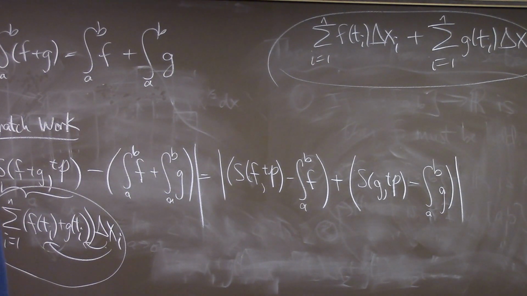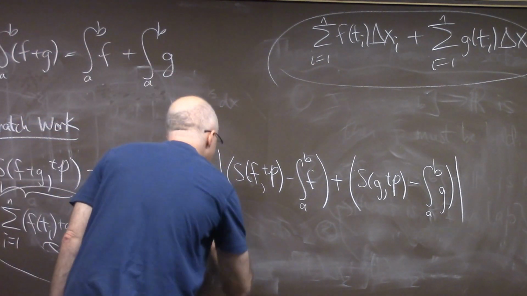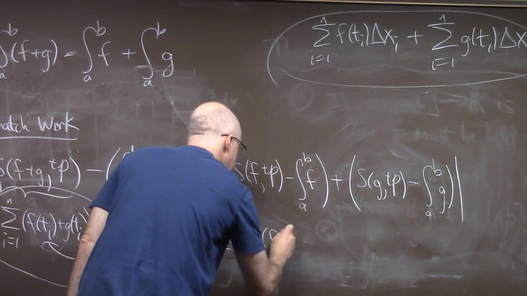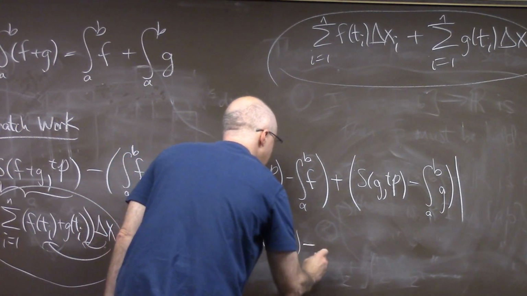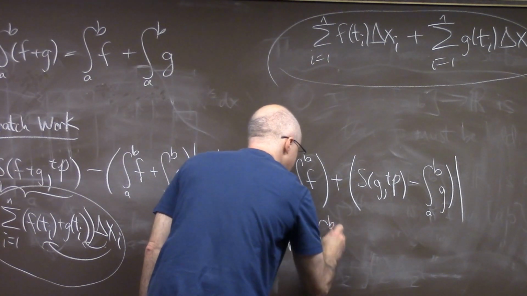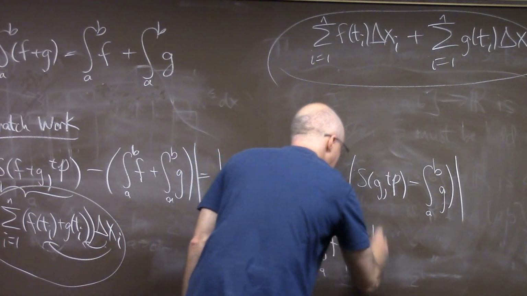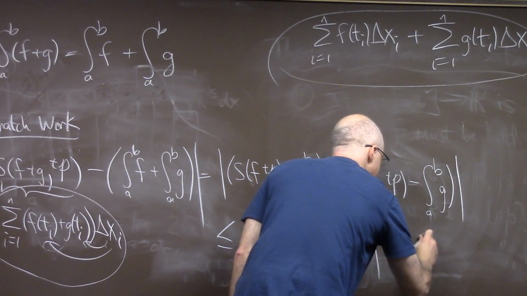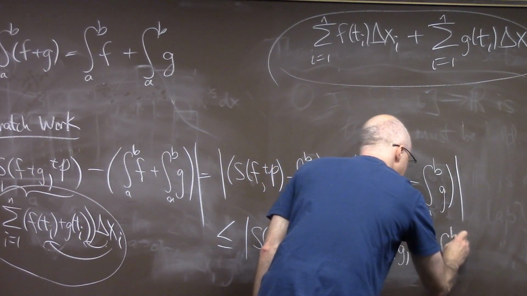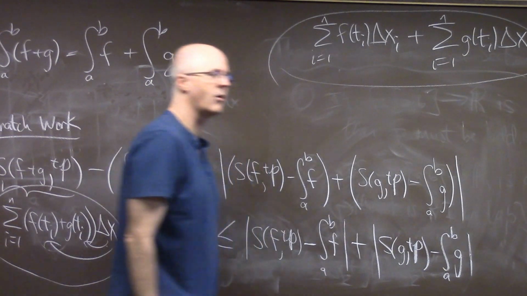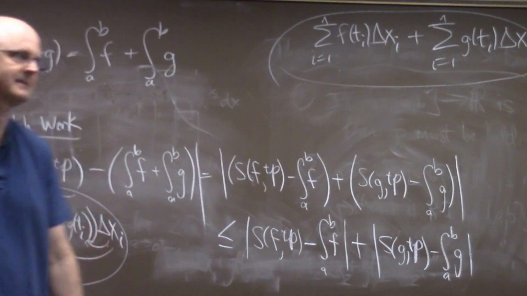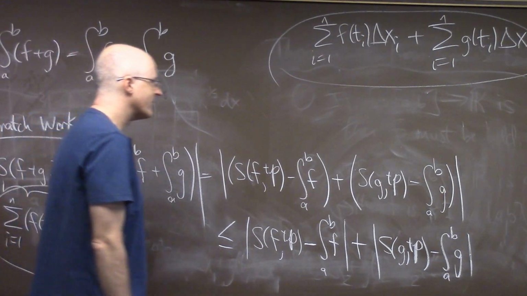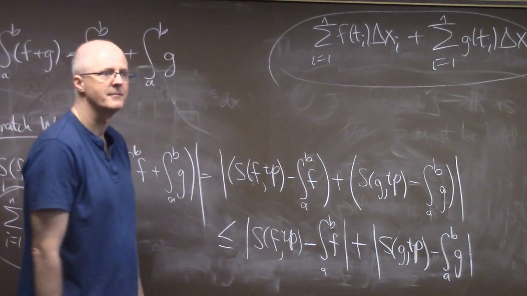Triangle inequality. Triangle inequality, yeah. This is going to be less than or equal to this: the absolute value of this difference plus the absolute value of the other difference. That's the triangle inequality. We never go away from using the triangle inequality in this class. It's always there in the background, always needed for something in each individual chapter.